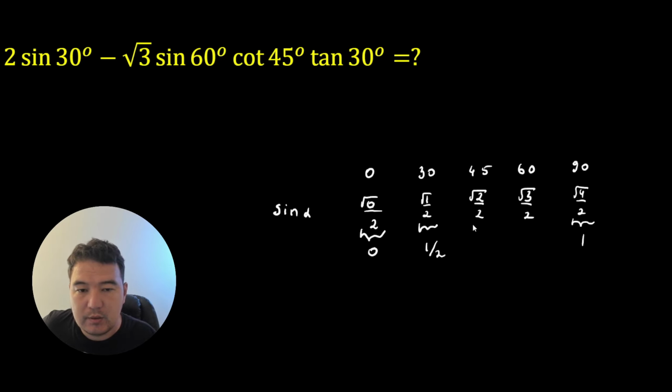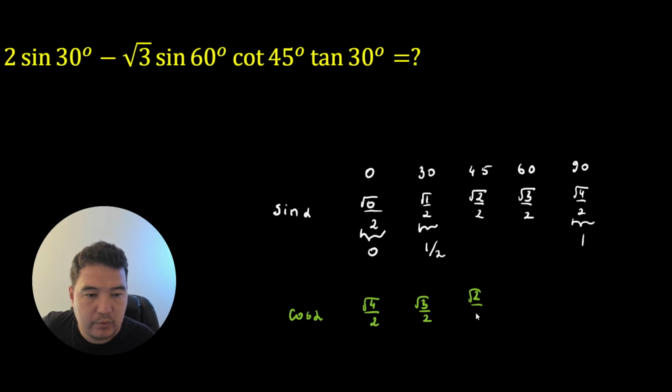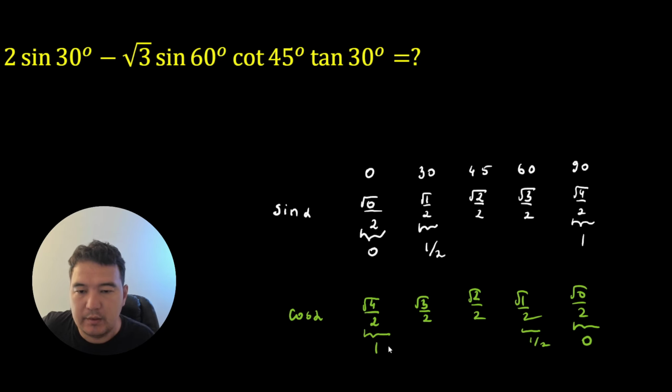Now, how about the cosine? Cosine alpha is very similar, but you have to do it in reverse order. So you start with root of 4 over 2, root of 3 over 2, root of 2 over 2, and 0 over 2. So we have 1, root of 3 over 2, root of 2 over 2, 1 over 2, and 0. So overall, these are the main values of sine and cosine functions. Everything else can be derived from these values.